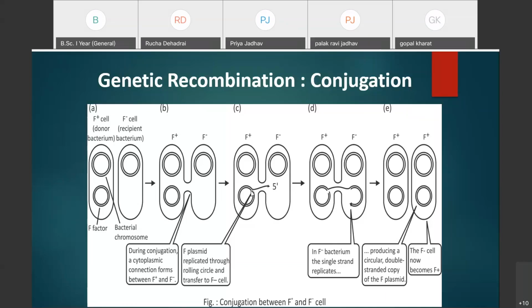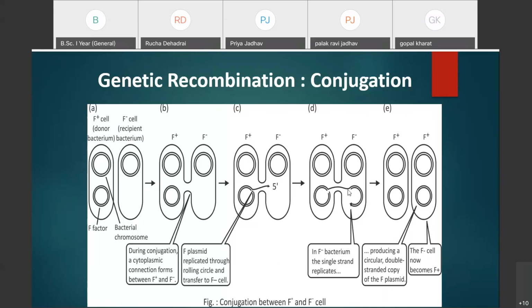Then what happens? Here you can see the 5 prime region of the double stranded DNA enters into the recipient bacterial cell. Okay, and then in the recipient cell there is immediate replication, immediate copying on the template strand in the donor cell in the 5 prime to 3 prime direction.